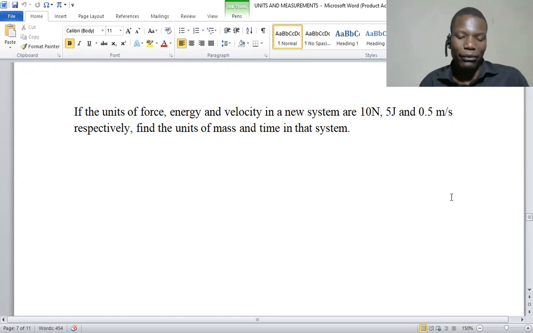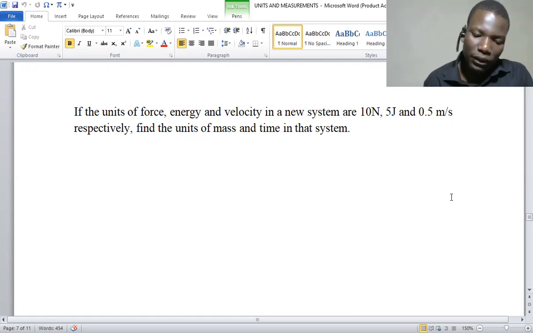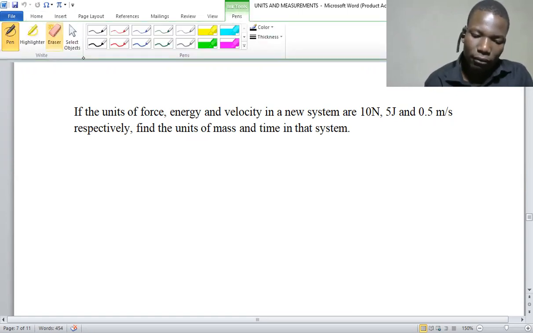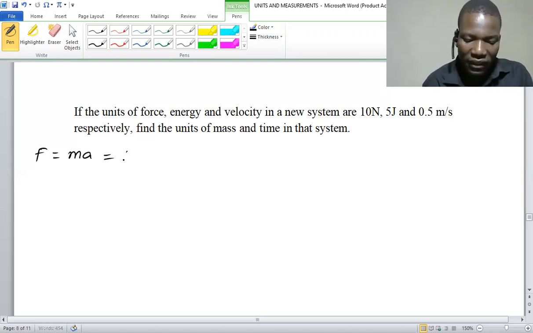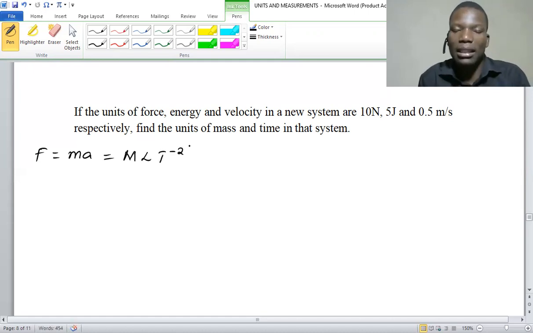How do we solve that? Well, we first have to write force, energy, and velocity in terms of dimensions. So force, we know that it can be given by mass times acceleration, of which the dimensions are going to be M L T^-2, like that.